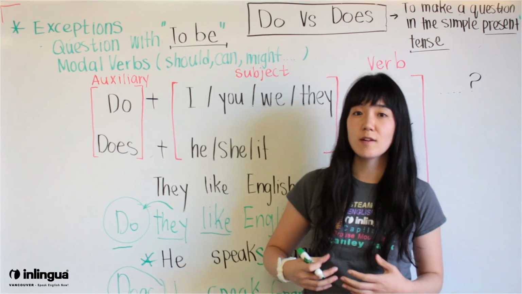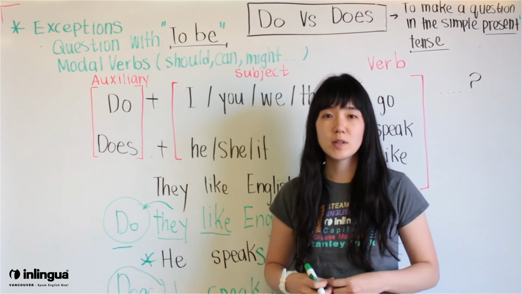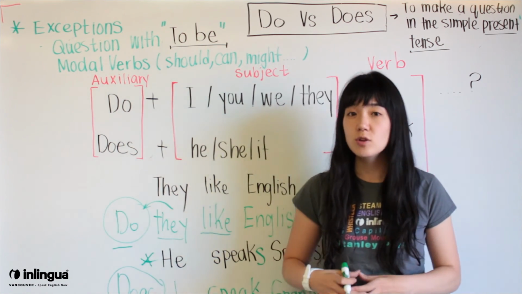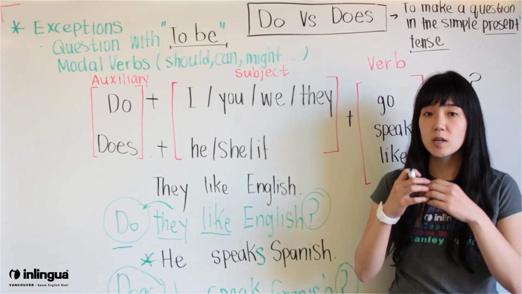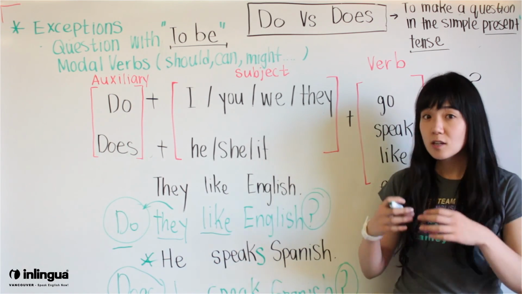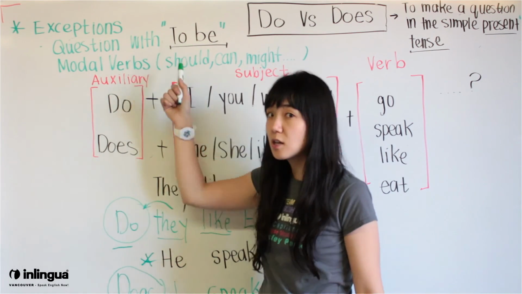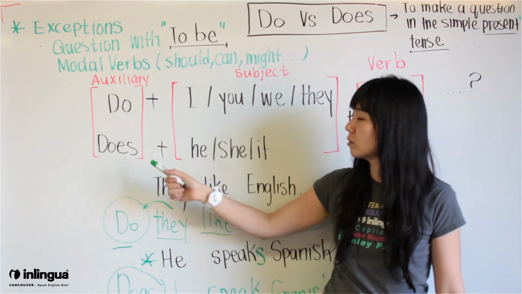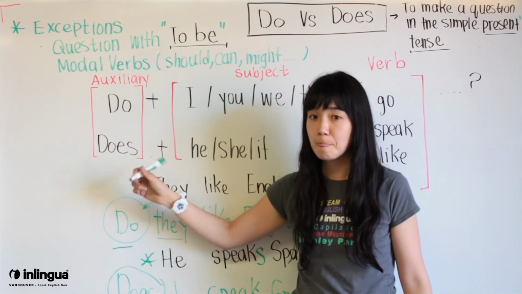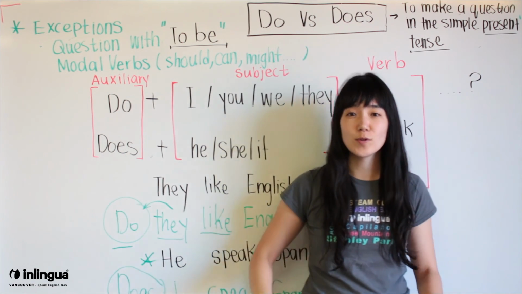So, here we have how to make a present simple question using the auxiliary verb do and does. Just remember the exception is, when it's the verb to be, you do not use the auxiliary verb do or does.